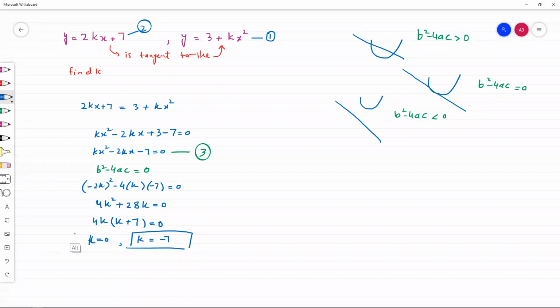So in this way we have two values of k. k is equal to 0 and k is equal to minus 7. So here we have found the value of k. If he says find the intersection point for both values of k, then put these two values into this equation and solve it for the value of x. So the next question, let's take another example.